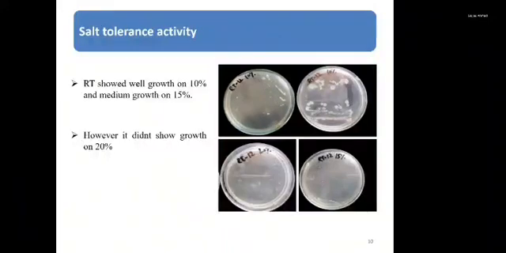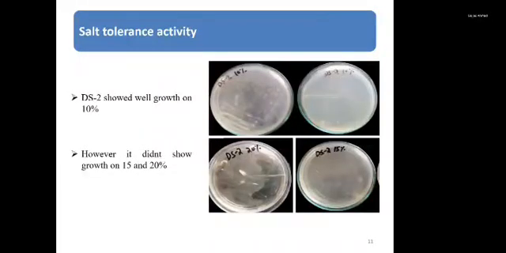After that, sir, we checked the salt tolerance ability to assess whether this bacteria shows resistance to salt. After checking, RT12 showed good growth on 10% and medium growth on 15%, however it didn't show any growth on 20%. After that, sir, we checked DS2. DS2 had good growth on 10%, however it did not show growth on 15 and 20%, as shown in the picture, sir.